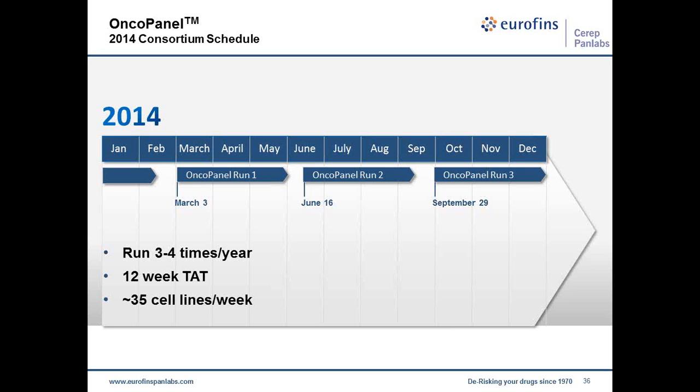For people considering Oncopanel, one thing that's important to appreciate is that this is run as a consortium, and it's run 3 to 4 times every year at regular scheduled intervals. Our next run is actually June the 16th. The turnaround time for the Oncopanel service is 12 weeks, and we run 30 to 35 cell lines per week on average, and there are 2 data deliveries over the course of that 12-week period, one after 6 weeks and then one after 12 weeks.